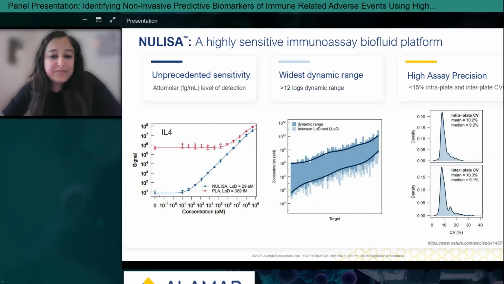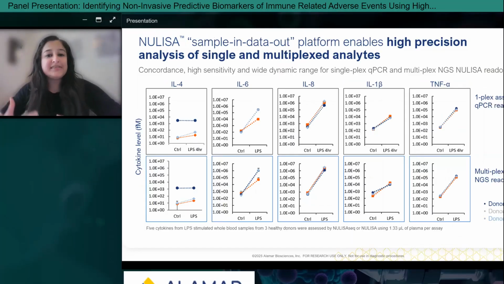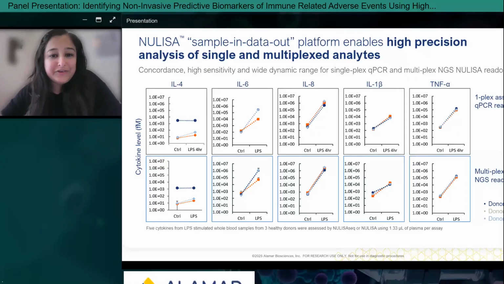One of the questions that we get a lot is, how do the singleplex assays compare to the multiplex format? And shown here is data for 5 key analytes in both formats. And we see here highly concordant results for IL-4, IL-6, IL-8, IL-1 beta, and TNF alpha, whether it's read with the qPCR readout or the next-gen readout in the multiplex format. What we're seeing here also is that we're able to maintain that high level of sensitivity as well as the wide dynamic range in both formats.